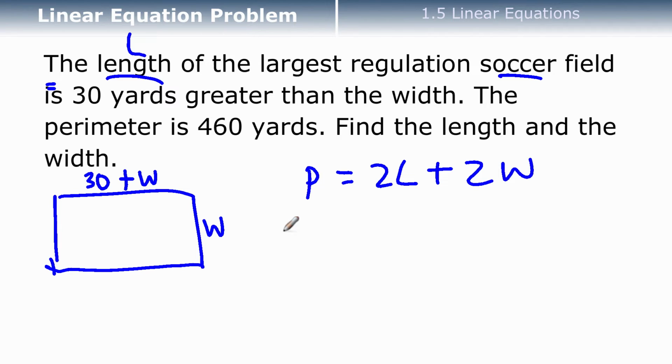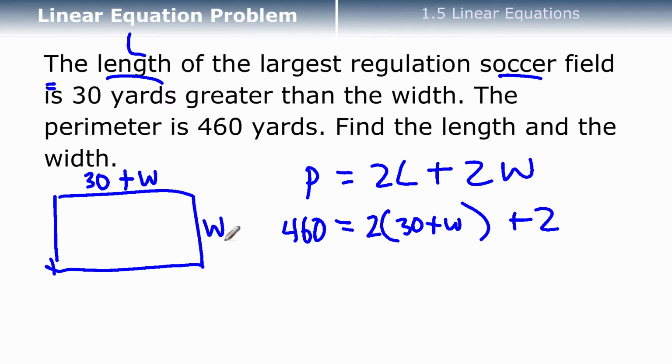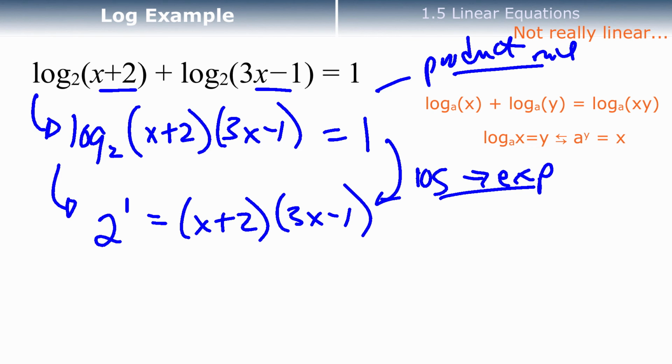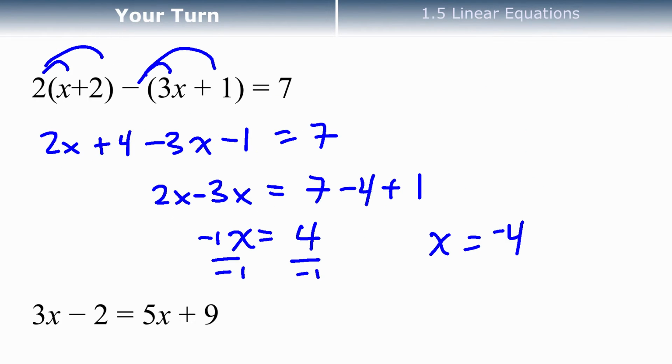They say the perimeter is 460, so I'll put that right in there. And that's equal to 2 times whatever the length is. Well, up here, it said the length is 30 plus the width. So I can put that right there: 30 plus the width, plus 2 times the W. Okay, this is a linear equation. I can follow the same rules as I did back on this equation there.